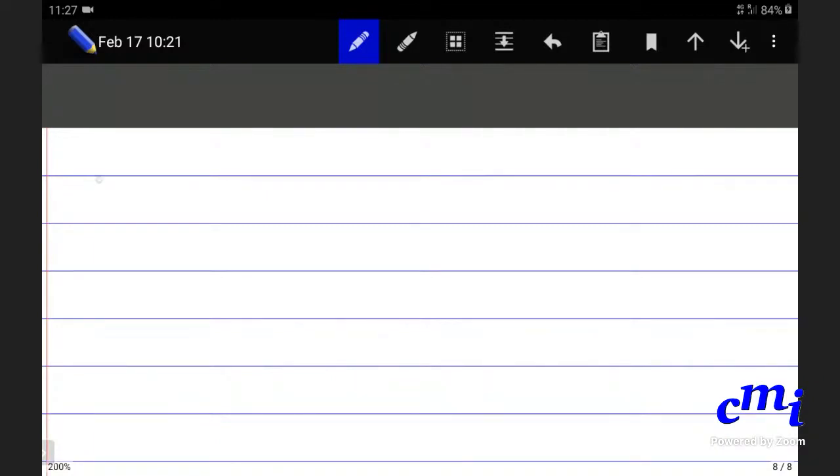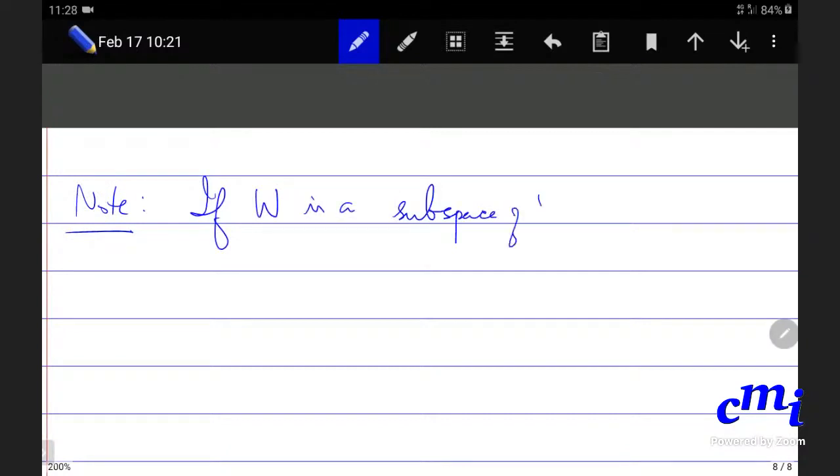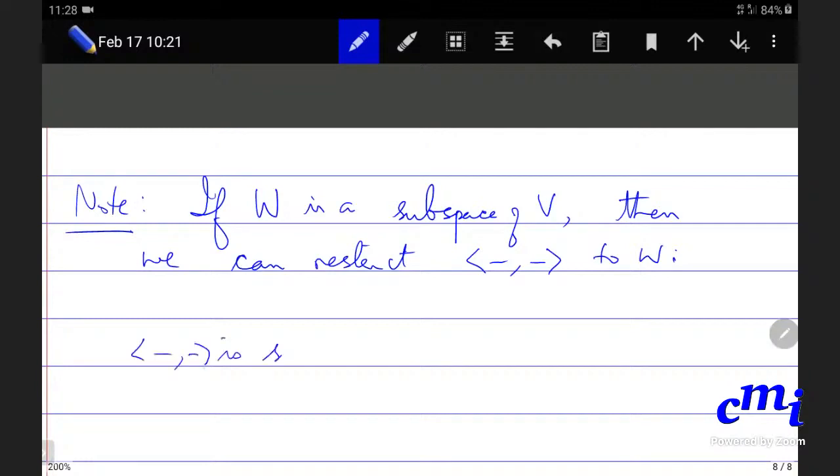Note that if W is a subspace of V, then we can restrict this thing to W. In other words, only consider V comma V, where V is inside W. Then this form is symmetric on W, in the real case, if and only if it is symmetric on V.